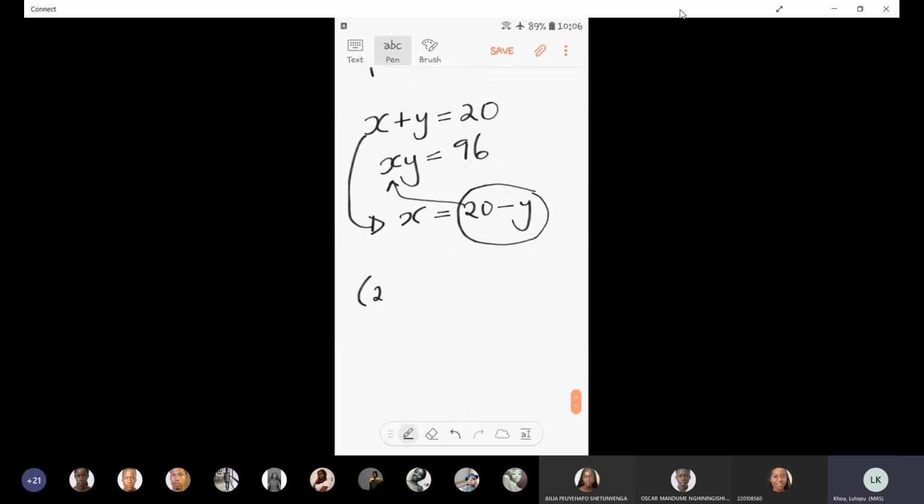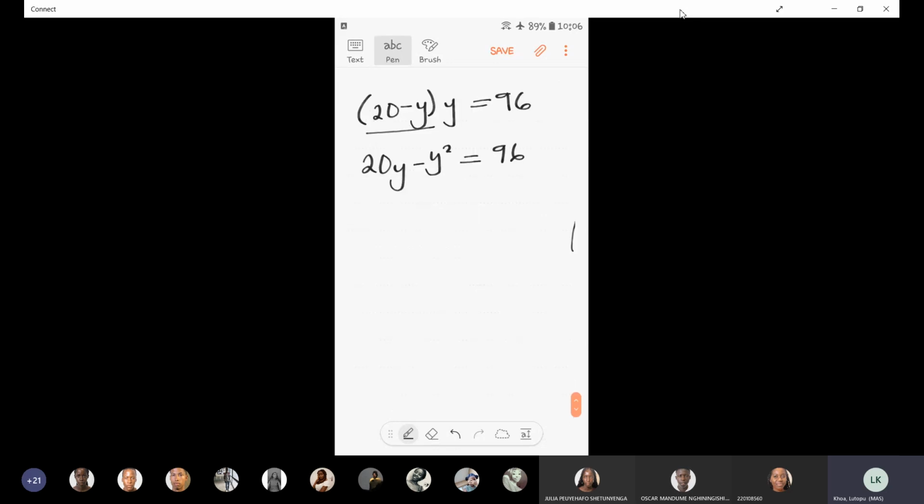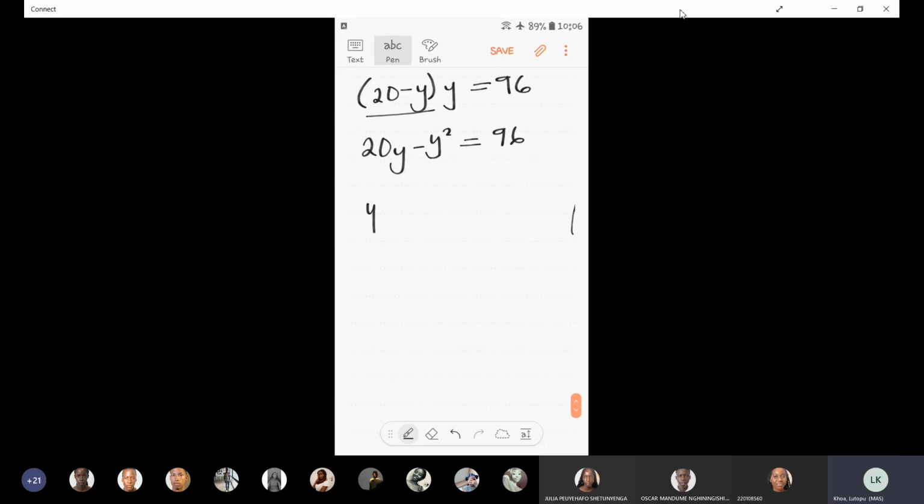So I have 20 minus y times y. So this part here is x times y. This is equal to 96. So you multiply this out, you have 20y minus y squared. This is equal to 96. Then writing it in standard form, y squared minus 20y plus 96. This is equal to 0.